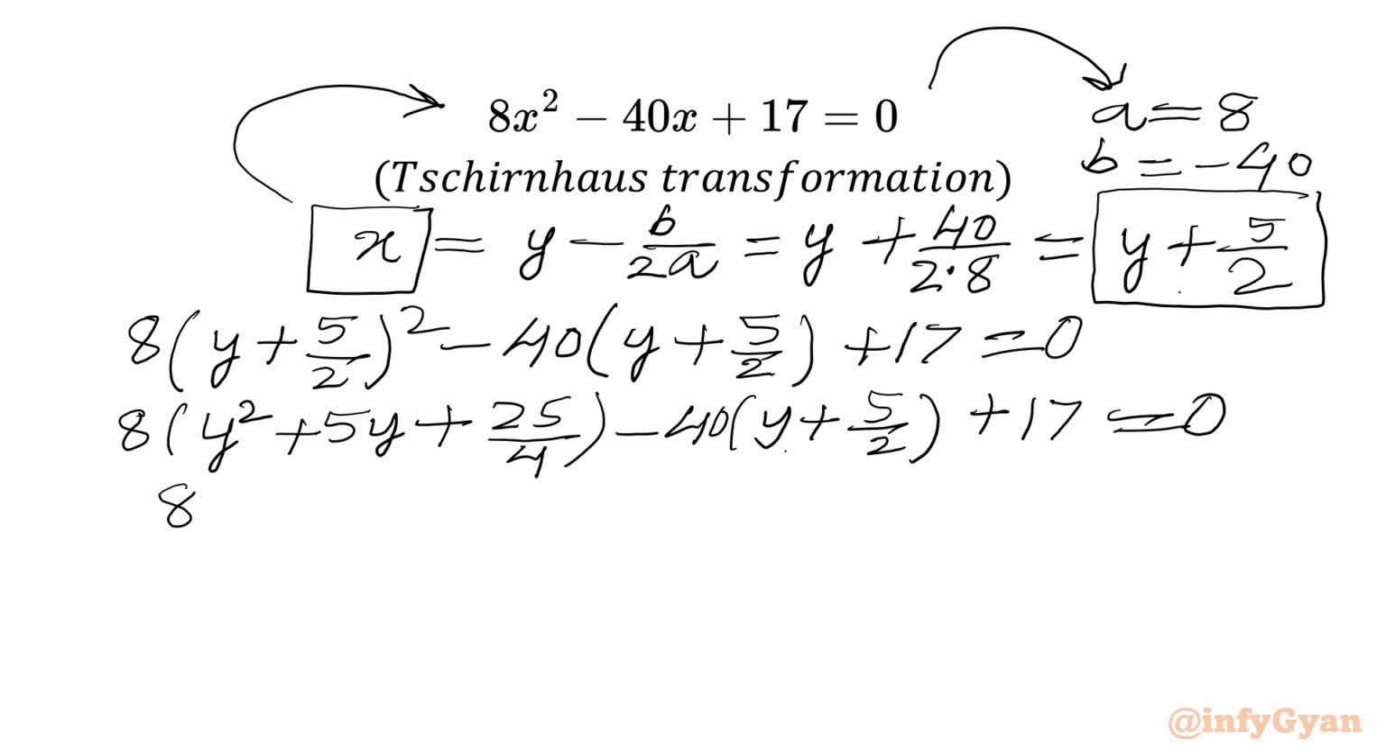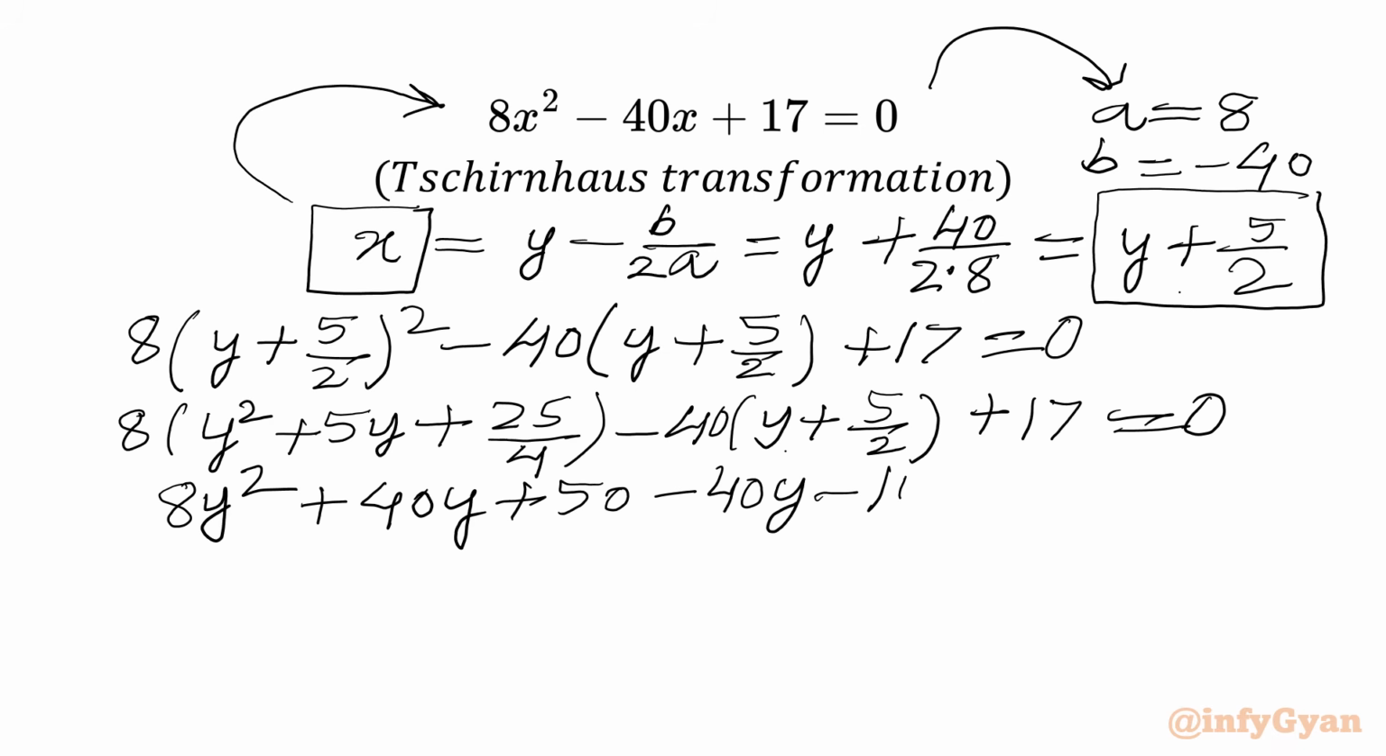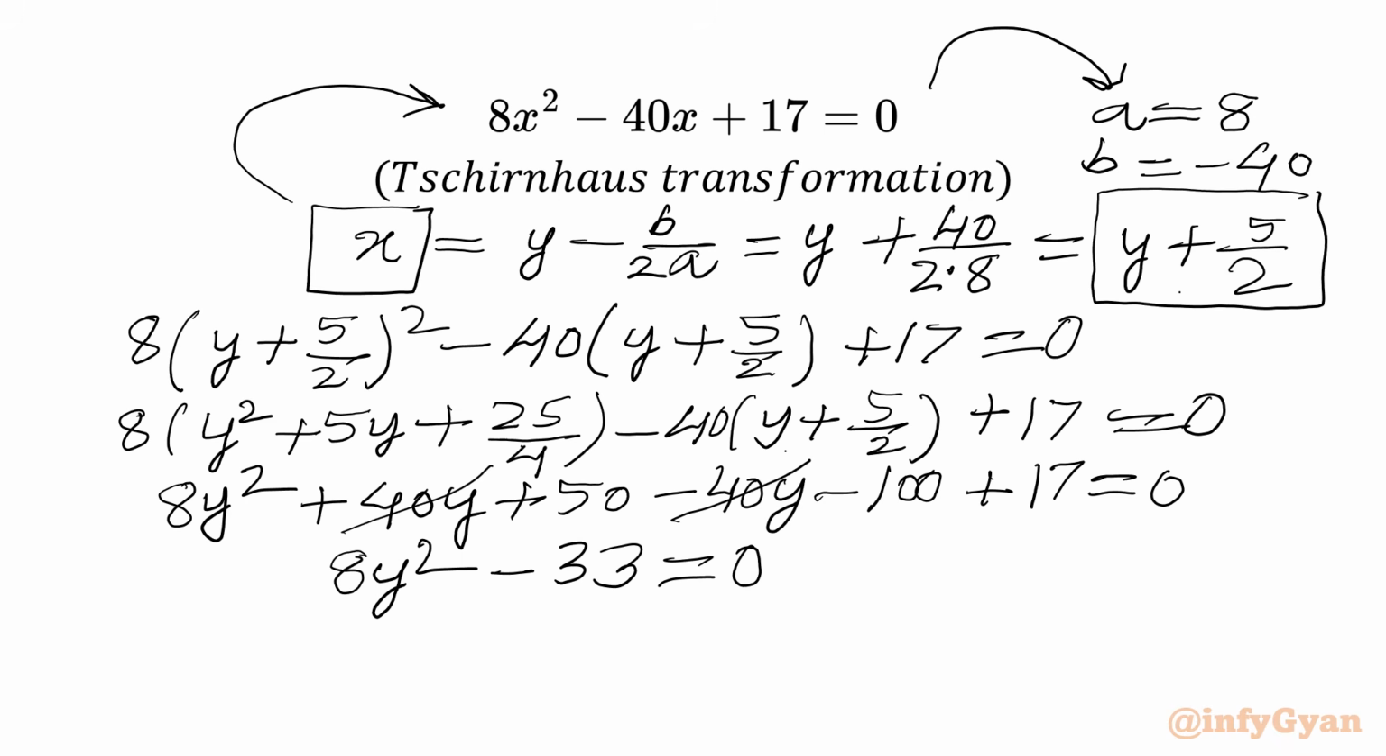Let's simplify. We will get 8y square plus 40y plus 50 minus 40y minus 100 plus 17 equal to 0. Now we will cancel plus 40y minus 40y, so the middle term will be over. We will get two terms only, 8y square, and then the constant: 67 minus 100 is minus 33, equal to 0.